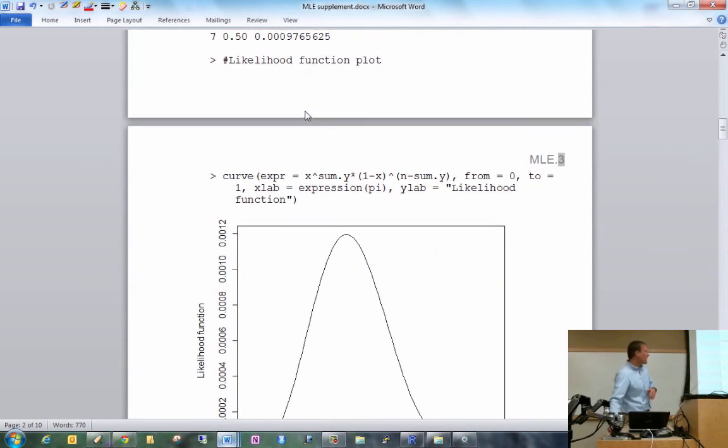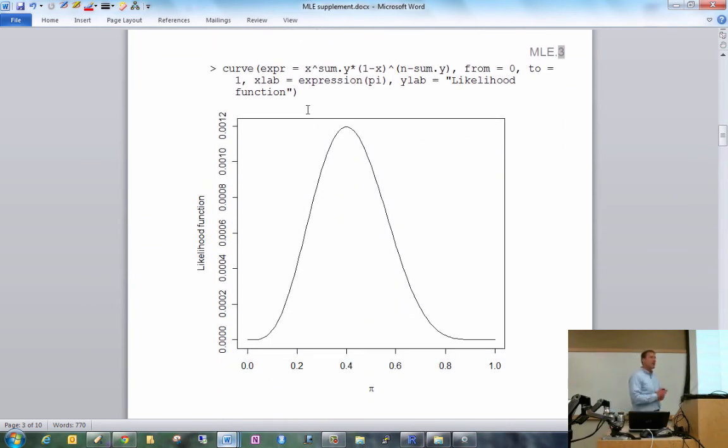You can take a look at my code on your own, but this is a graph of what the likelihood function looks like. You remember the curve function? I simply used the curve function to graph it. And we can see that the maximum does indeed occur when pi equals 0.4. Okay?